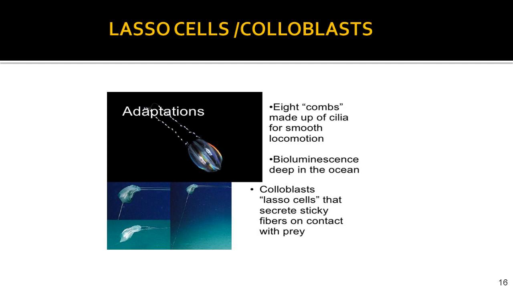And what is the function of these colloblast cells? Here, the third point is mentioned. Colloblasts are lasso cells that secrete sticky fiber on contact with the prey. So this cell produces a sticky fiber, and when it meets the prey, this sticky substance attaches to the prey and captures it. So this is useful for feeding. Understand? Okay.